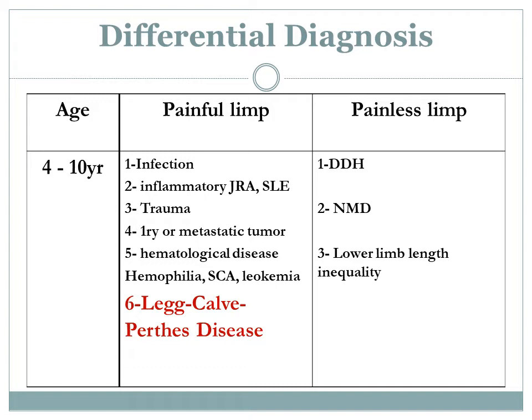Concerning the causes of painless limping, they are the same as the first age group: DDH presenting for the first time after the age of 4 years, which is commonly seen as well, neuromuscular disorders, or leg length discrepancy or inequality. So in this age group from 4 to 10 years, whenever there is a child limping, we have to exclude that this patient has Perthes disease. This is the most important category and the most common as well.